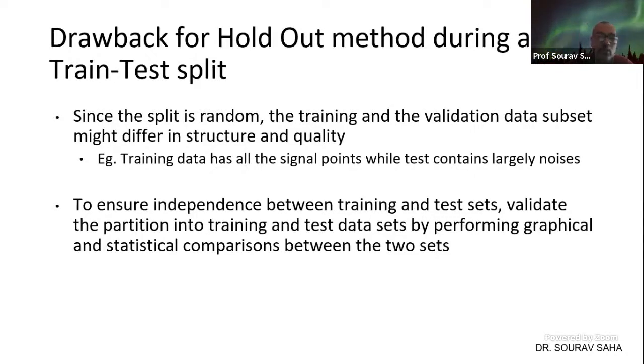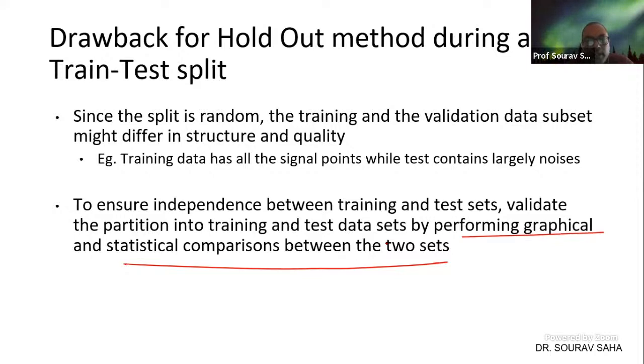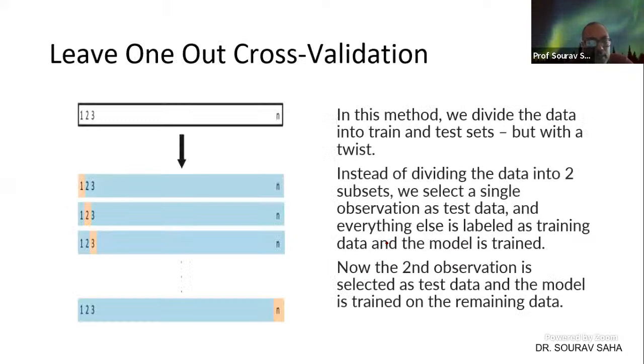So what we try to do is that ideally you should partition into two by performing some kind of graphical or statistical comparison of the features. That is probably something that we should try to do. So that brings me to a very interesting cross-validation technique, which is called LOOCV, or leave-one-out cross-validation. In this method, you divide the data into two sets, train and test, but with a twist.